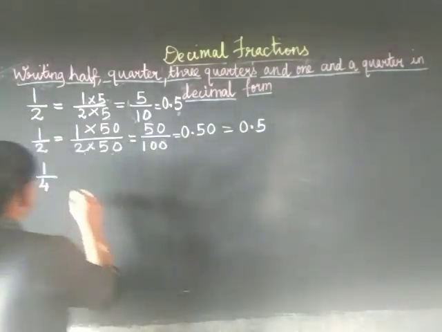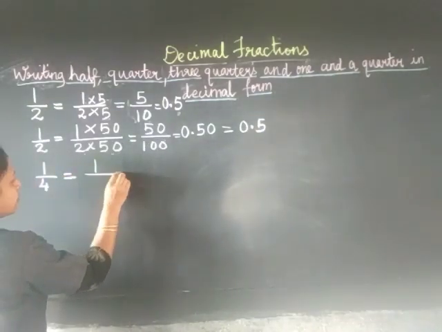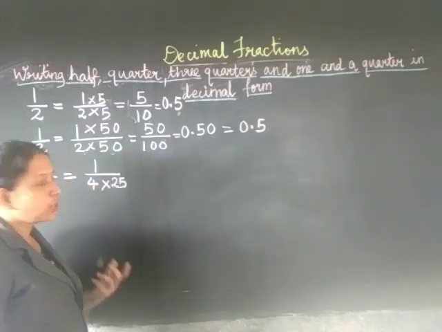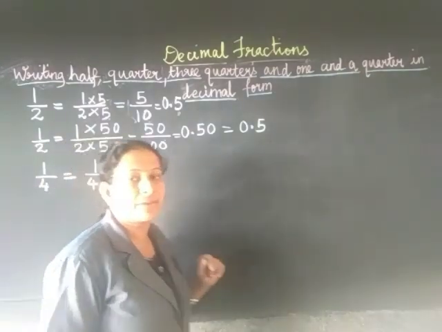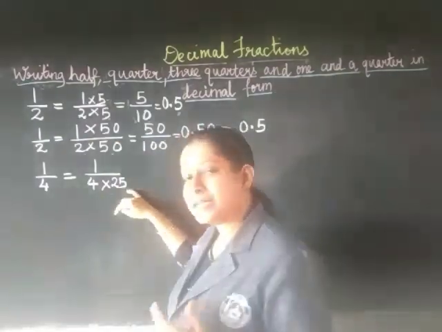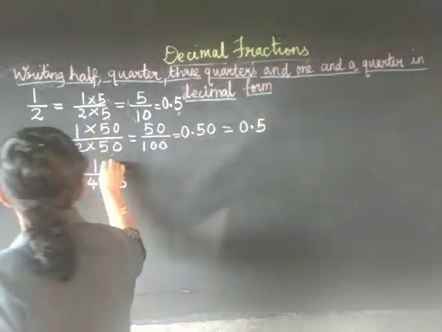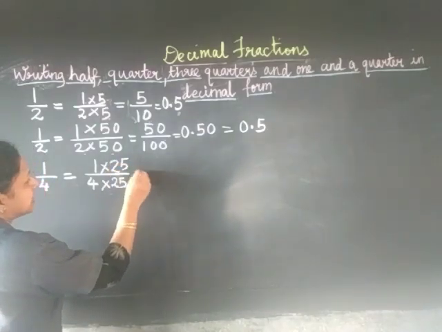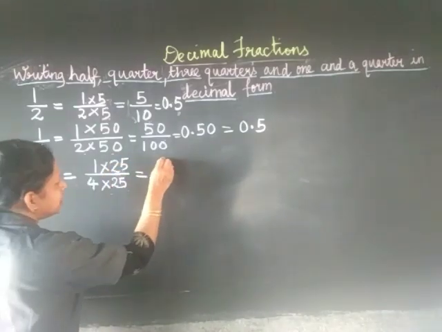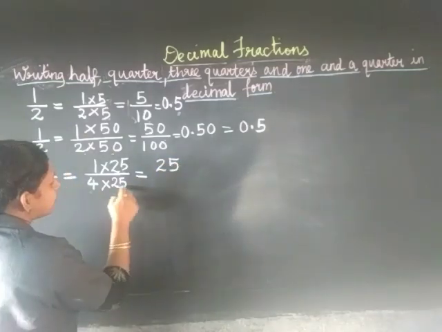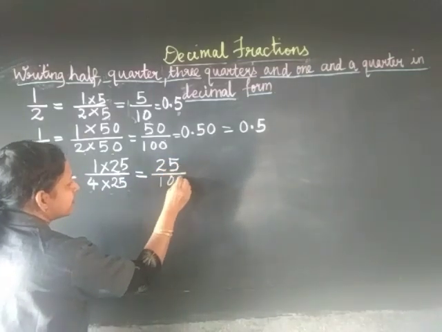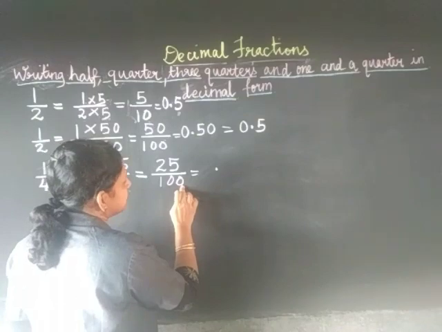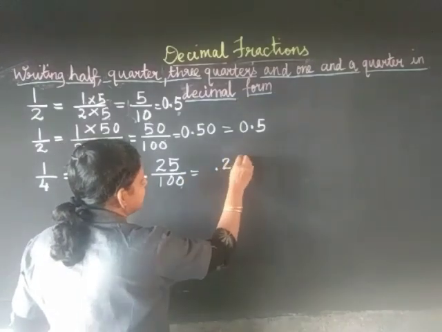So let's try that. So 1 upon 4 we can write as 1 upon 4 multiplied by 25. So 4 multiplied by 25 is nothing but 100. So if you are multiplying in the denominator, the same number you have to multiply in the numerator also. Like this. So now what answer are you getting? You will get 25 ones are 25 upon 4 multiplied by 25 becomes 100. Now it is very simple. First write the decimal point here. 2 zeros are here. So the 2 places are taken by 2 and 5.